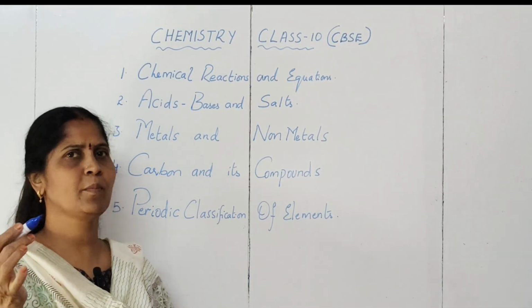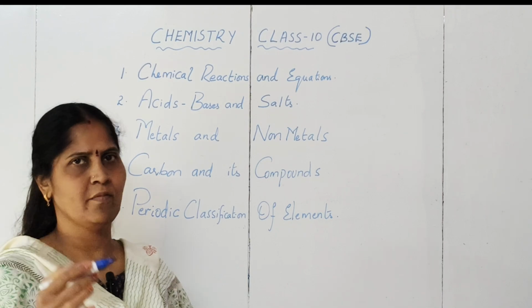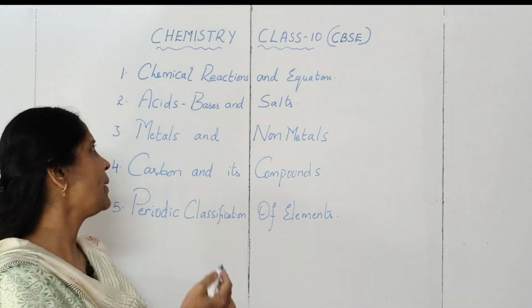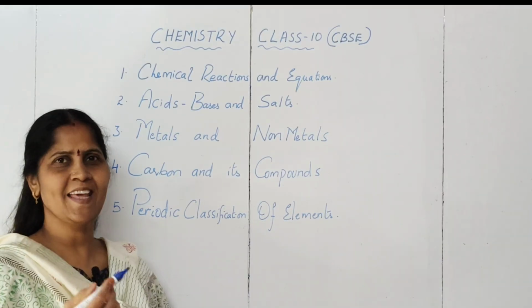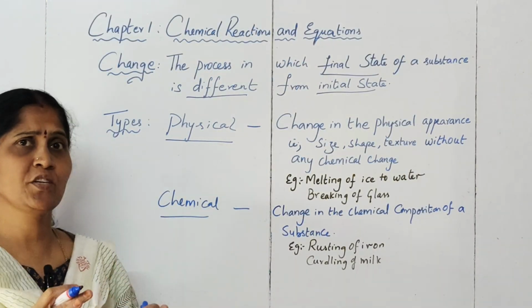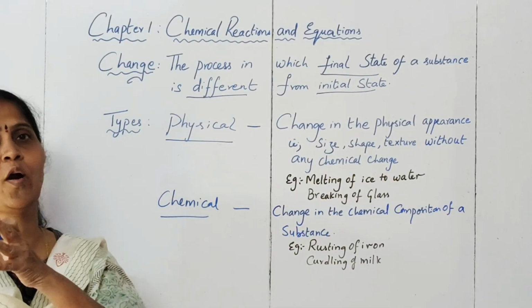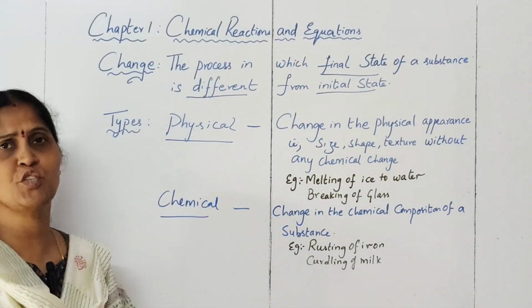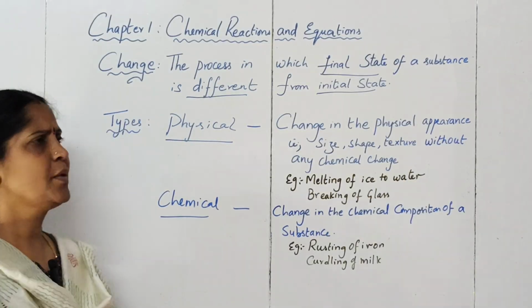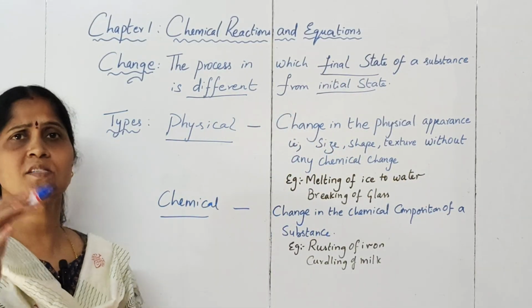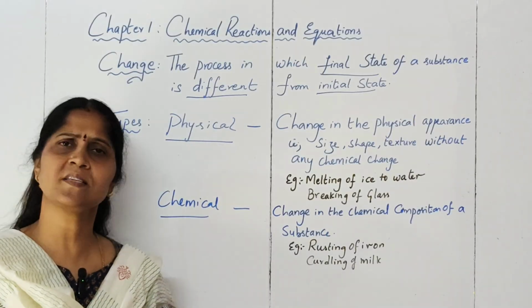Chemistry along with biology and physics is equally important in our science subject, and let us proceed and start off with our first chapter, that is chemical reactions, which is quite simple to understand because chemical reactions involve changes of the reactants to products. This chapter starts with the concept of change. So what is change? The process in which the final state of a substance is different from the initial state of the substance is what is called change.